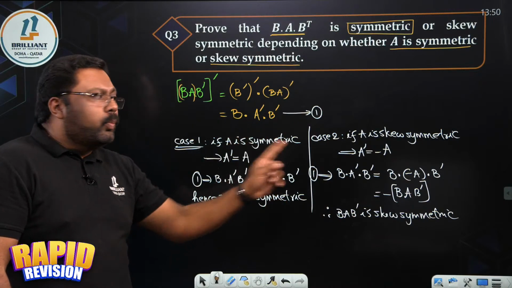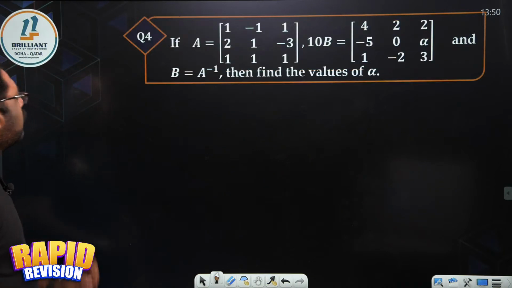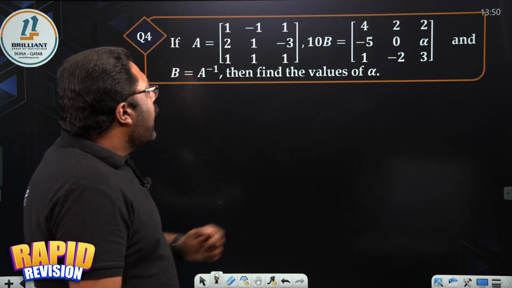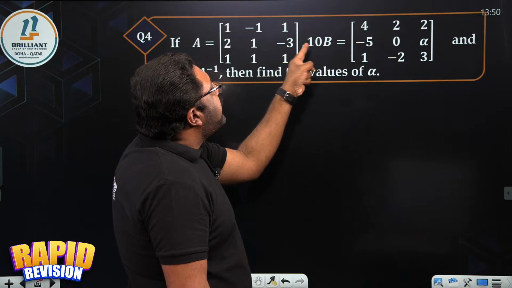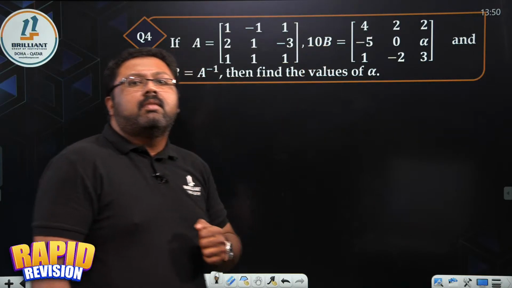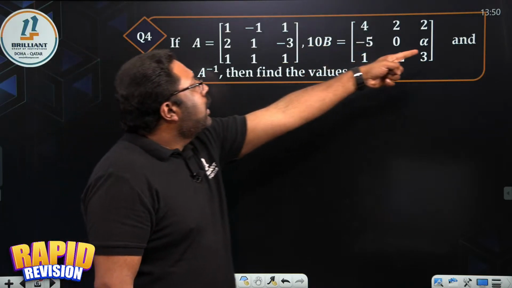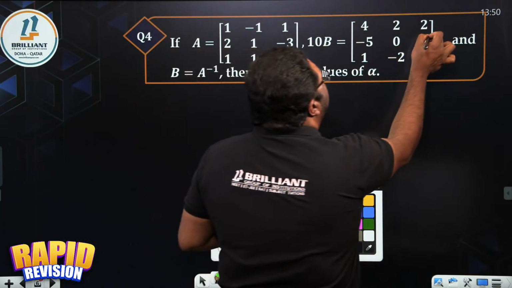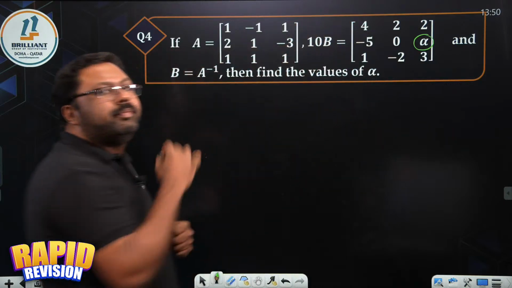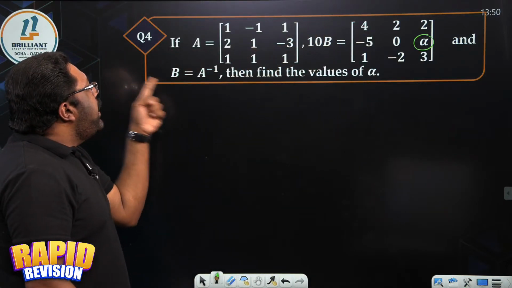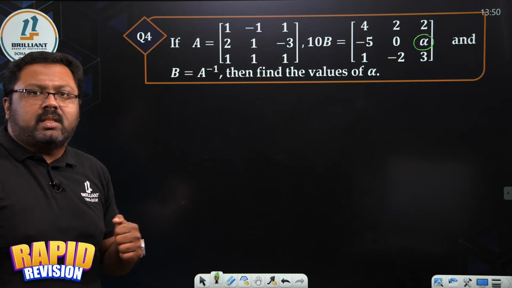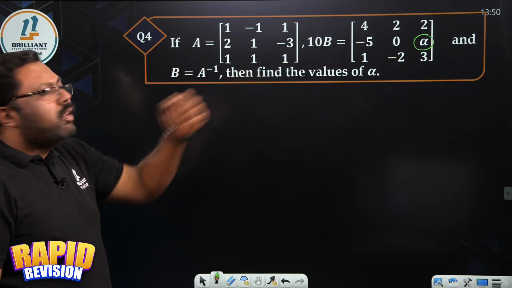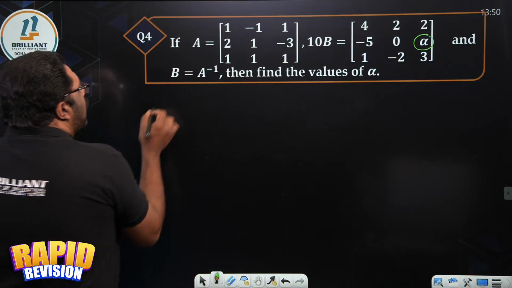Okay, guys, moving forward to the next one. Please read it. They have given me a matrix A and they have given me another matrix which is 10 times B. And here in that 10 times B, I have a value called alpha which is unknown. And they're saying that B is A inverse. Then find the value of alpha.